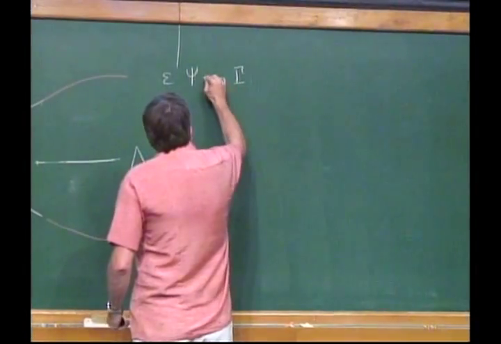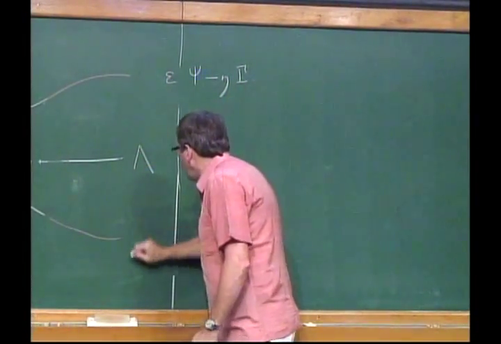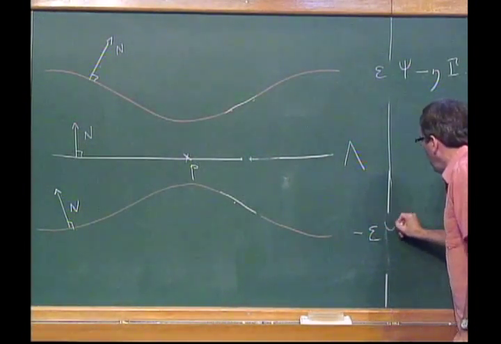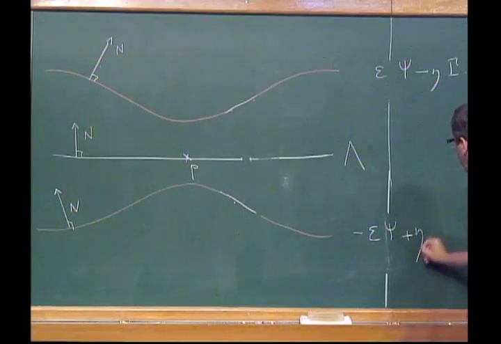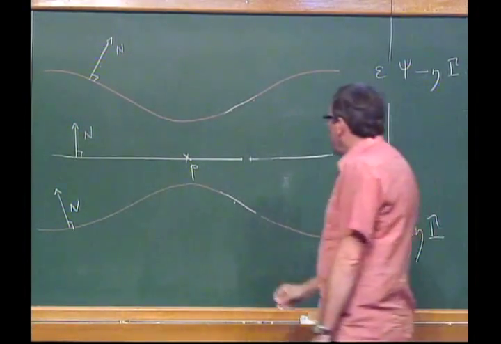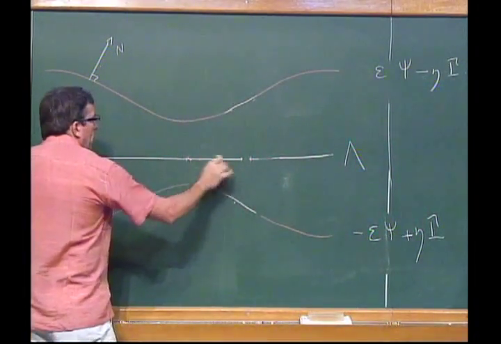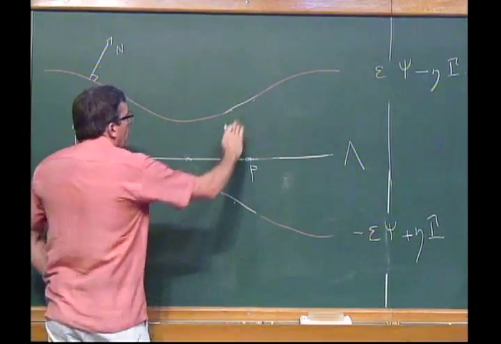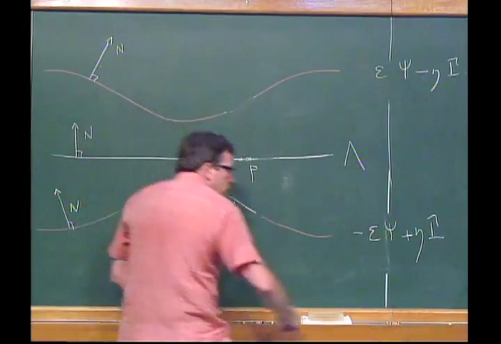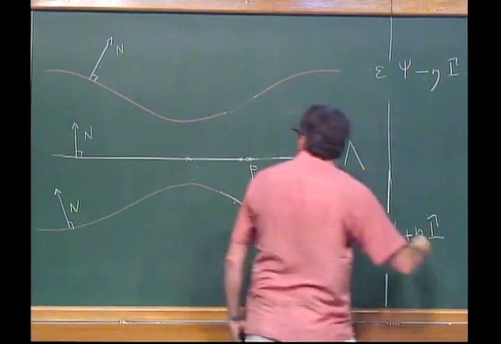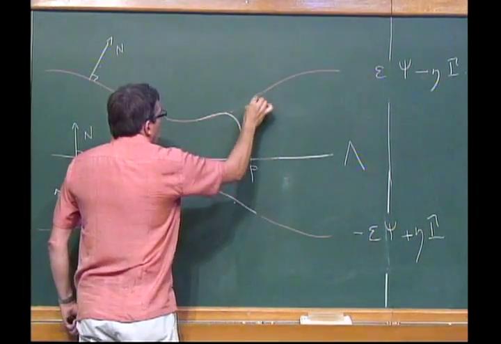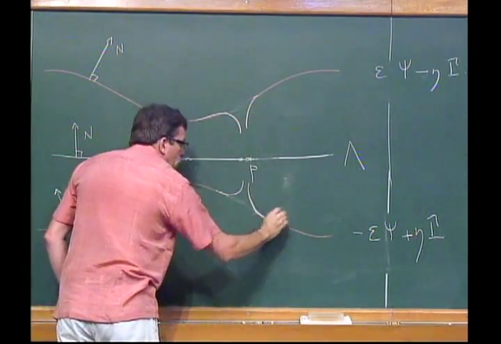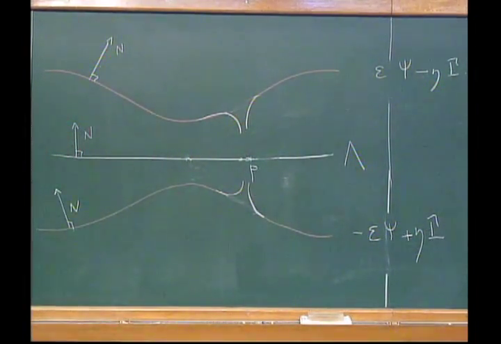It is like this, and here what I have is the graph of minus epsilon psi plus eta times gamma. Okay, and so let's assume that the point P I choose is this one, and the graph looks like something like this here. And here the graph looks like something like that. So that's the reason why the signs are wrong.